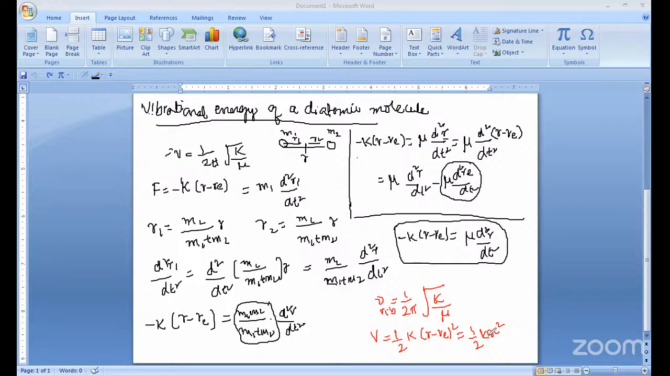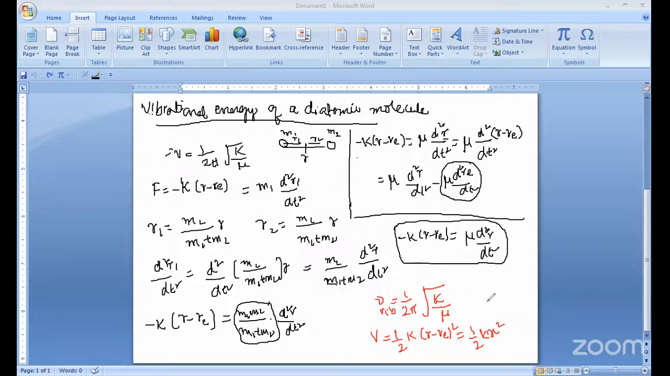Here K is the force constant, and Re is the equilibrium internuclear distance. X is the displacement of the oscillator from the equilibrium position. The potential energy curve is a parabola, so it is given in this form.